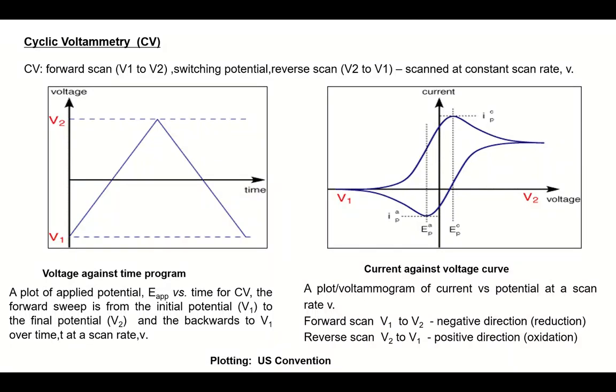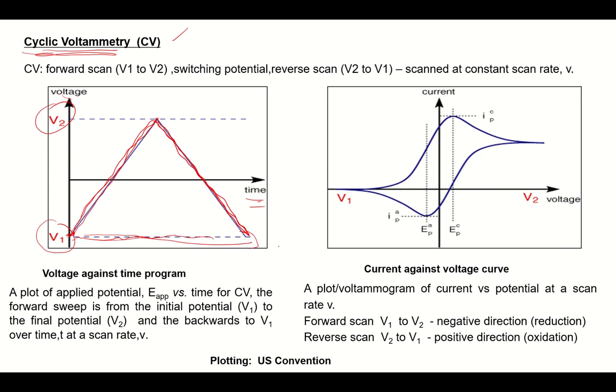Now next is cyclic voltammetry, CV. Forward scan. This cyclic voltammetry involves the return of the scan. First, say you start at V1, potential number 1, and go to potential number 2. This is LSV, linear sweep, and you stop here. But for cyclic voltammetry, it will reverse scan back to the original potential. When you plot the waveform for voltage versus time, E versus time, you will plot this shape. Start from here to the switching potential, then back to the original potential. This is the movement of potential with time.